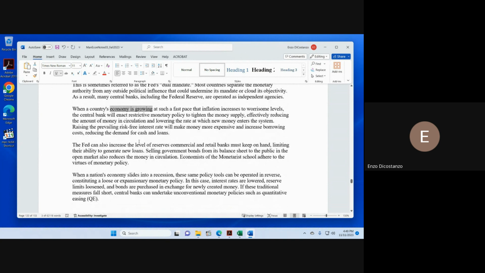And the Fed also increases the level of reserves in commercial retail banks. You want to restrict monetary policy here, reducing the amount of money in circulation, effectively reducing the amount of money. Reducing the money supply, and then the second part of that, still with a fast-growing economy, you're raising the risk-free interest rate to make money more expensive, increase borrowing costs, reducing the demand for cash and loans. That is what you're trying to do here. All really good stuff.